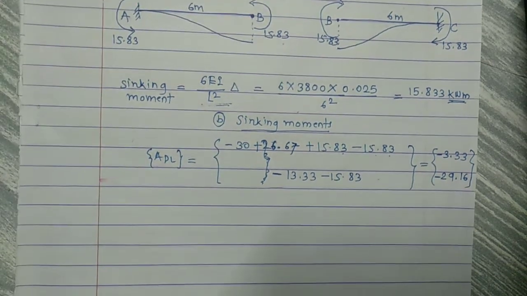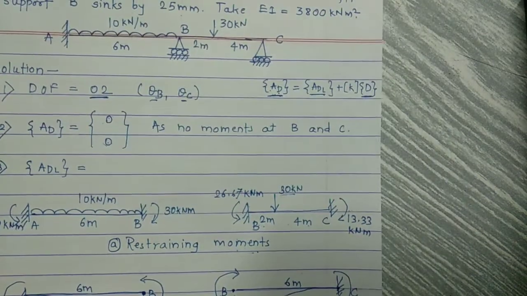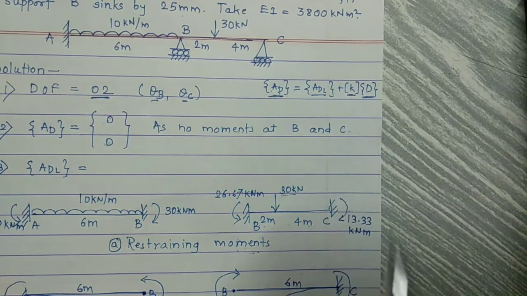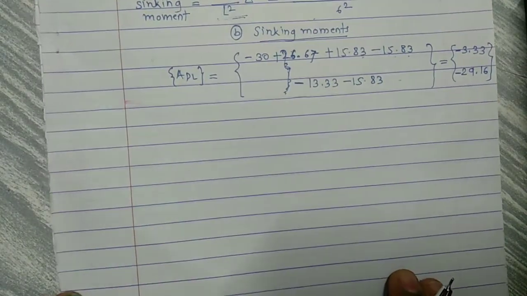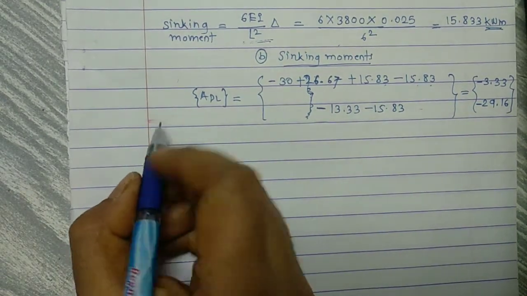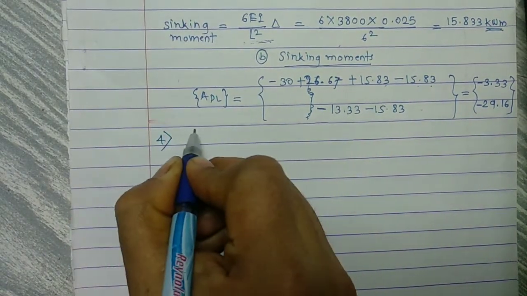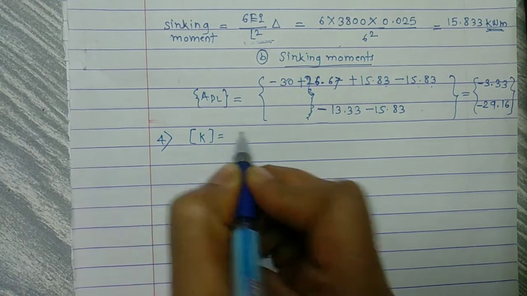Okay, now AD completed, ADL completed. Now it is time to calculate the K matrix. So here we will calculate the K matrix. Step number 4, calculation of the stiffness matrix.